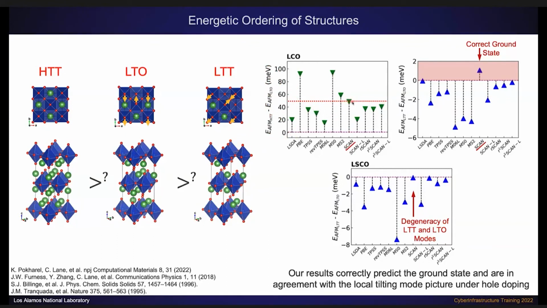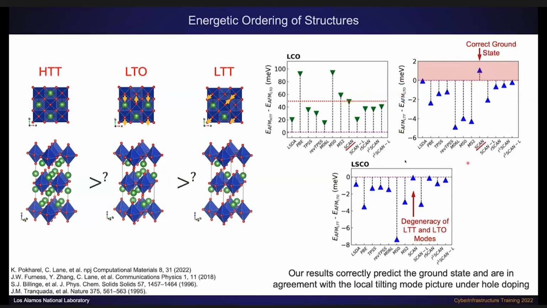Now, if we look at the LTT phase, we pit it against the LTO, we can see that compared to LTT, SCAN is the only one that says LTO should be the ground state. And all these other functionals do not reproduce the correct ground state crystal structure. And so SCAN is doing very, very well in describing that crystal.